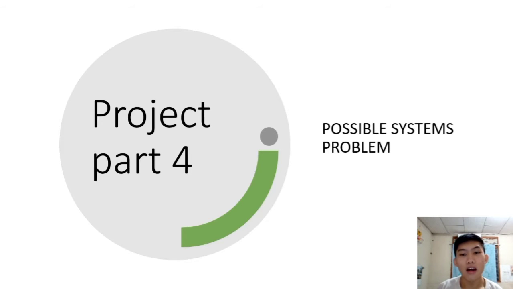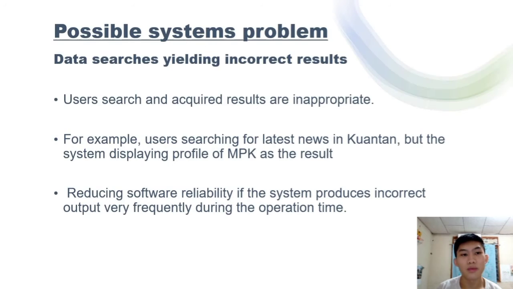In project part 4, I had delivered possible system problems. The possible system problem is data search yielding incorrect results. The user searches and the acquired results are inappropriate. For example, the user searches for the latest news in Kuantan, but the system displays the profile of Kuantan as the result. This will reduce the software reliability if the system produces incorrect output very frequently during the operation time.